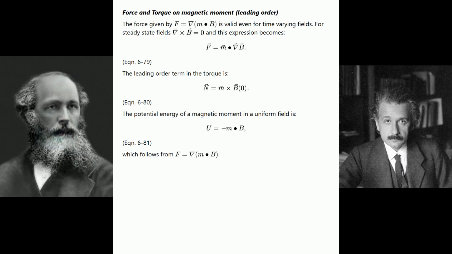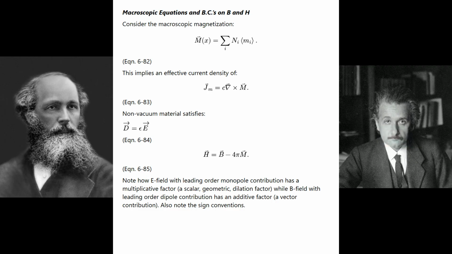The potential energy of a magnetic moment in a uniform field is equation 6-81, which follows from F equals gradient of m dot B. Macroscopic equations and boundary conditions on B and H. Consider the macroscopic magnetization, equation 6-82. This implies an effective current density of equation 6-83.